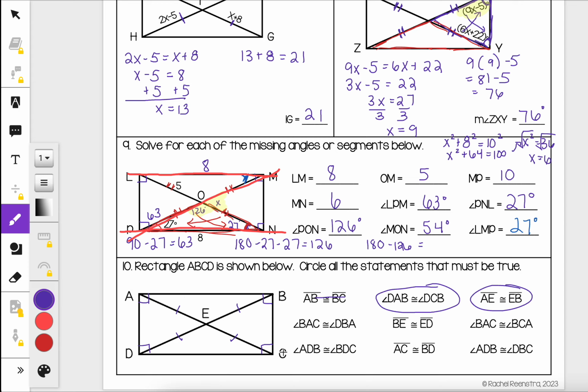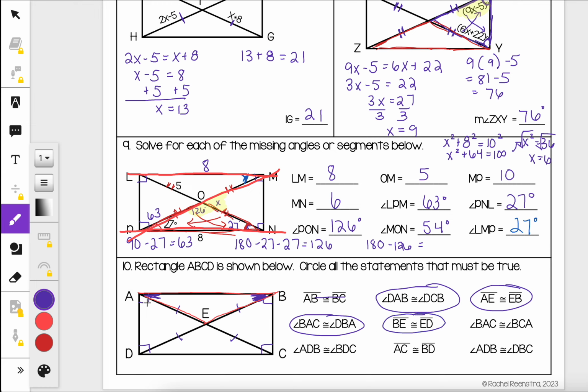Angle BAC is congruent to DBA. So let's look at that. BAC, so that's going to be this angle here. BAC is congruent to DBA. Okay, that one looks like it's going to be true. So remember, we have our isosceles triangle. All right, so here's one of our isosceles triangles. Those base angles are going to be congruent, so we can say BAC is congruent to DBA. BE is congruent to ED. All those pieces are congruent, so that one's going to be true.